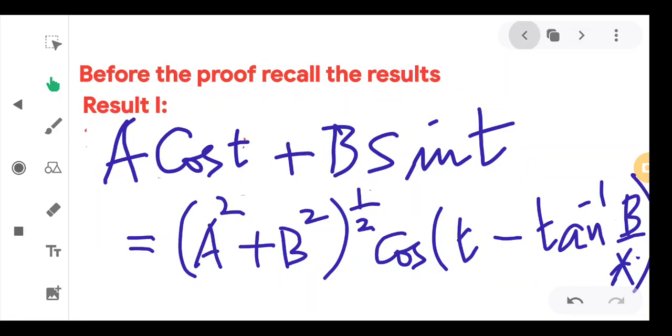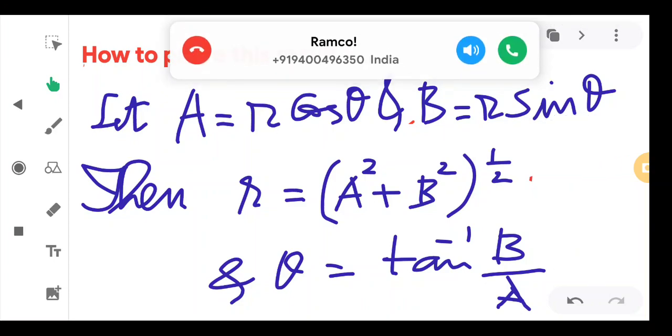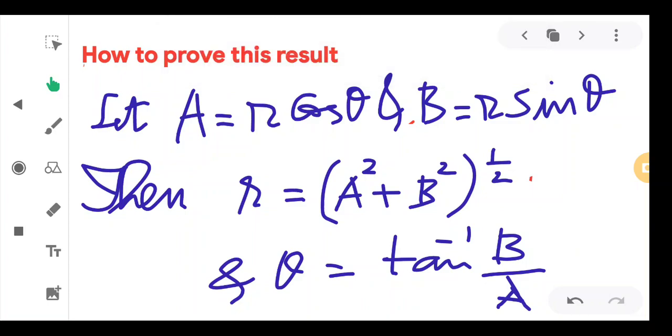Okay, so let us derive this result now. For proving that result, let's call a as r cos theta and b as r sin theta. If you take a as r cos theta and b as r sin theta, squaring and adding, cos square theta plus sin square theta is 1, so you will be getting a square plus b square equal to r square. Therefore r will be equal to a square plus b square whole raised to half. And if you divide r sin theta by r cos theta, r will be cancelled. You will be getting sin theta by cos theta as tan theta, and the other side is b by a, from which you will be getting theta equal to tan inverse b by a.